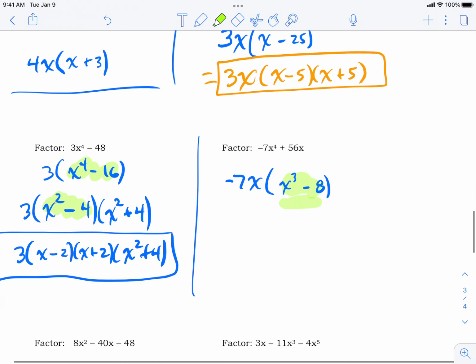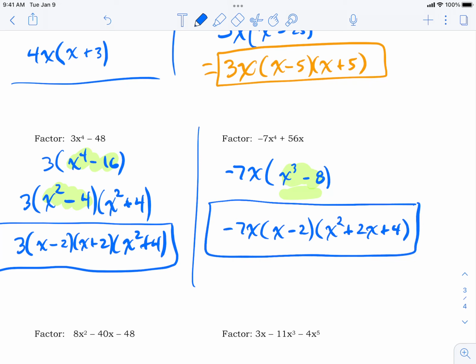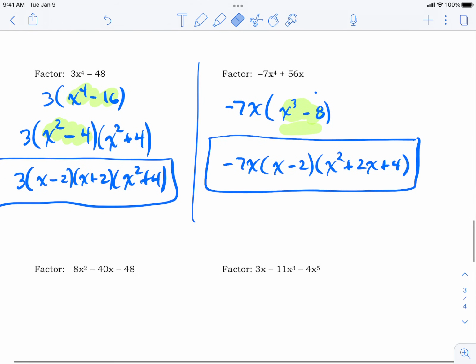So the x cubed minus 8 factors as x minus 2, x squared plus 2x plus 4. And that would be called factoring completely. By the way, this won't factor any further. When it comes from the cubes formula, just trust me, that part's not going to factor any further. So you might say, hey, it's a trinomial, I should try. And yeah, you can try, but it's not going to work.